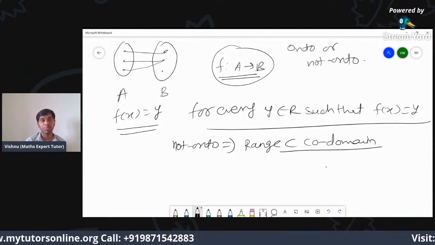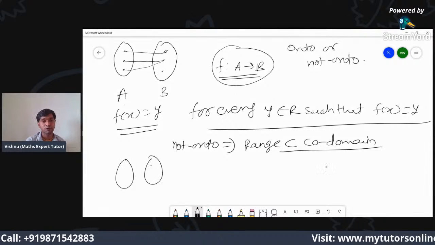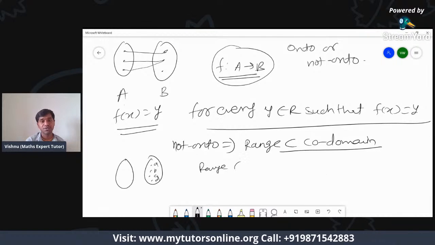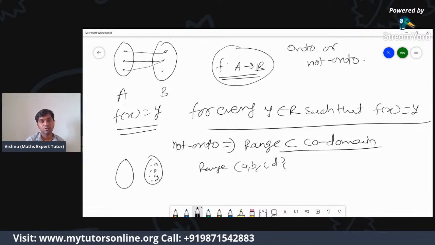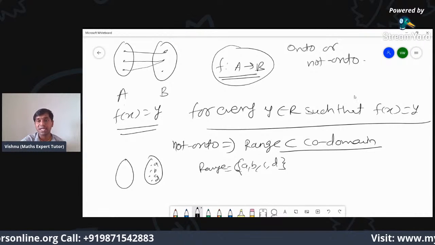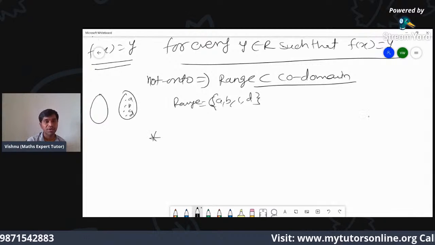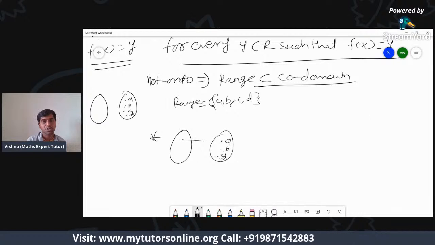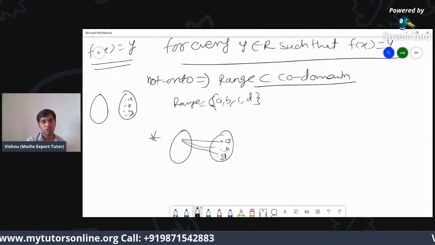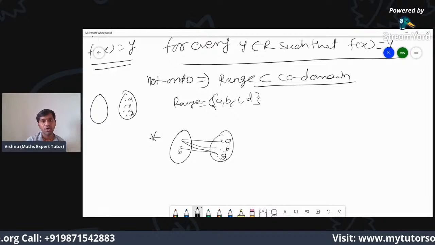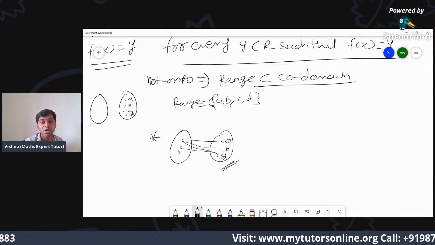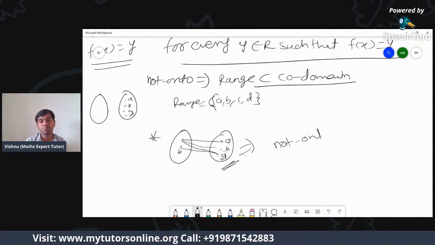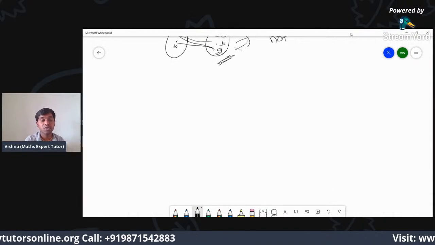So for example, the range for B is A, B, C, D. Now the range for this function is A, B, C, D, and the function is indicated like this. There is no value for C, there is no value for D, then in this case it is not onto.